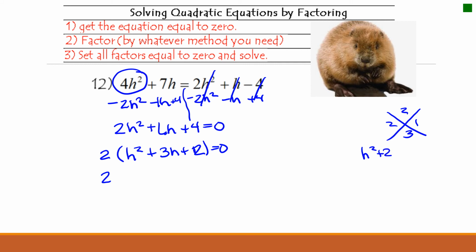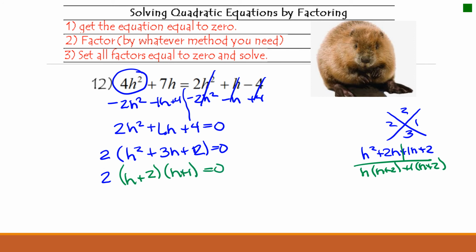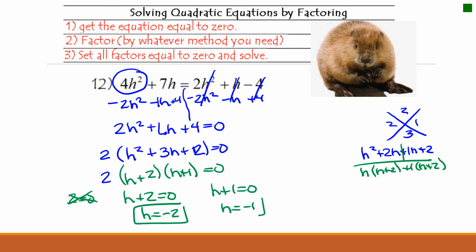It would be h squared plus 2h plus 1h plus 2. Go to grouping, pull out an h plus 2 plus 1 times h plus 2. So when I bring it back over here, it's h plus 2 times h plus 1 equals 0. Can I set 2 equal to 0? Yes, waste of time. H plus 2 equals 0, subtract 2. H is negative 2. H plus 1 equals 0, subtract 1. H is negative 1. Well, that was way more fun.